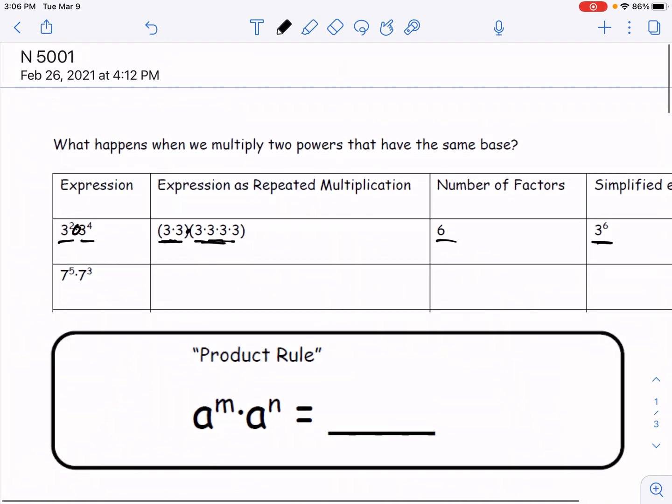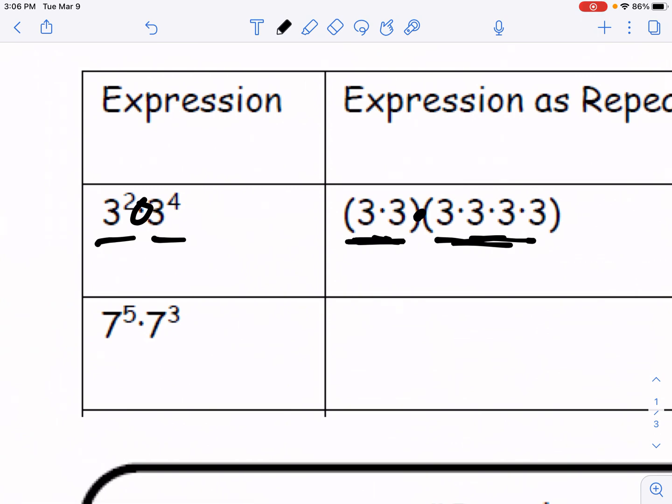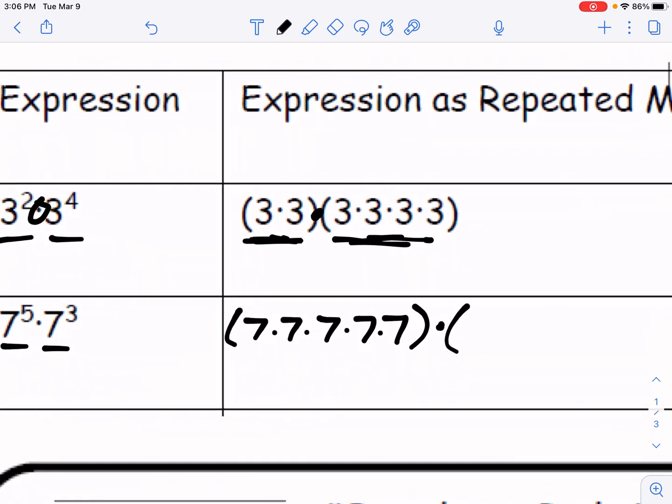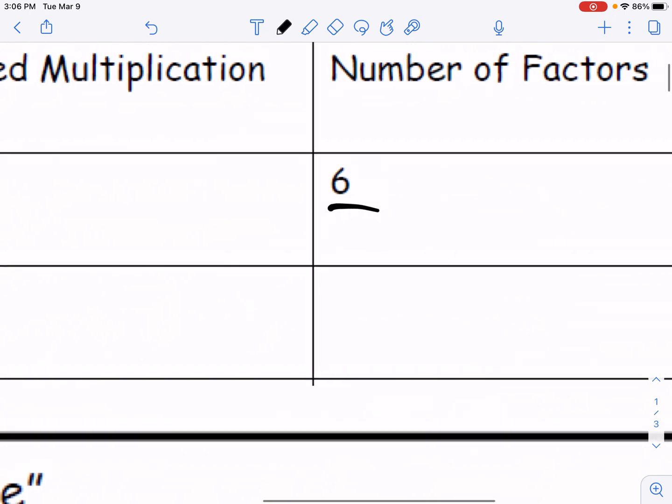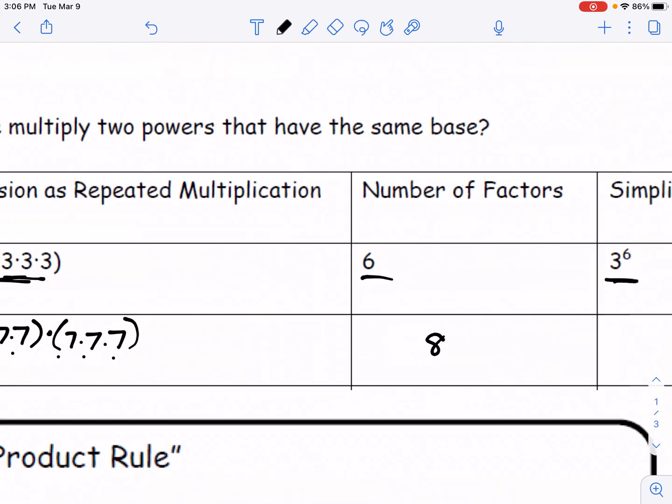Well, let's try that again with this one and see if a pattern emerges. These both have a base of 7. So the first one is really saying we have 7 times 7 times 7 times 7 times 7. And we're going to multiply that by what the second one is saying, which is 7 times 7 times 7. Altogether, how many of these 7's are we really multiplying? Well, 1, 2, 3, 4, 5, 6, 7, 8 of them, right? So in terms of the number of factors, it's 8 of these 7's.